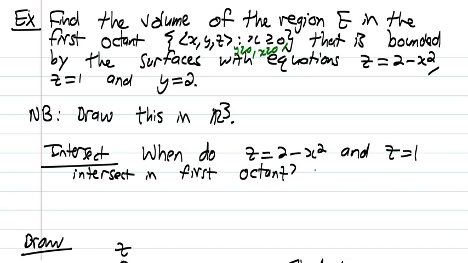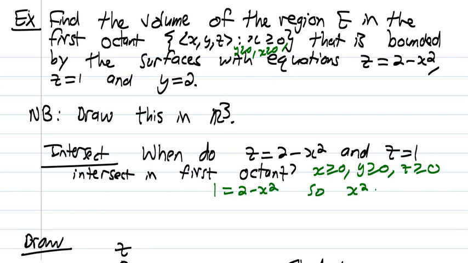Because we're in the first octant, we know that x is greater or equal to 0, we know that y is greater or equal to 0, and we know that z is greater or equal to 0. But if we want to know when the surfaces z equal to 2 minus x squared and z equal to 1 intersect, we ultimately have that 1 equals 2 minus x squared.